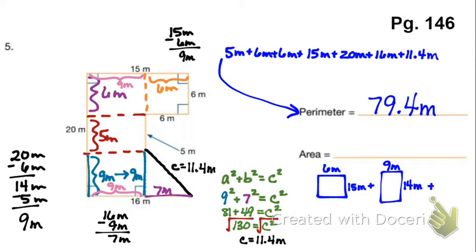And then we still need what shape? The triangle. How do we find the area of a triangle? 1/2 base times height. What is the base? 7. And the height? 9. So now I need my handy dandy calculator. 6 times 15 is 90. So 90 meters squared. 9 times 14? 126. 126 meters squared.